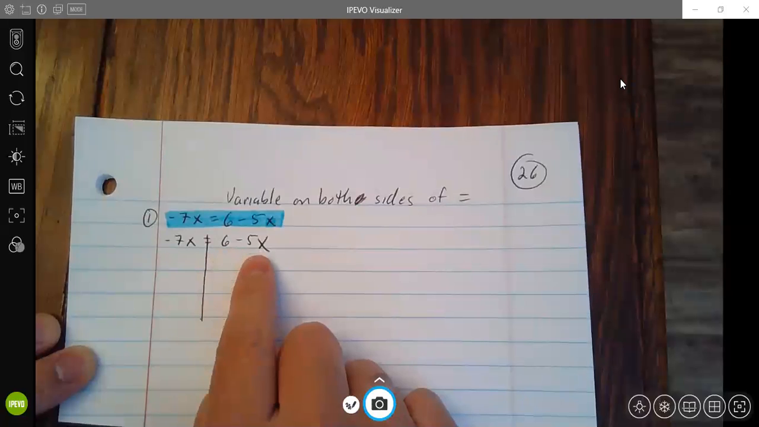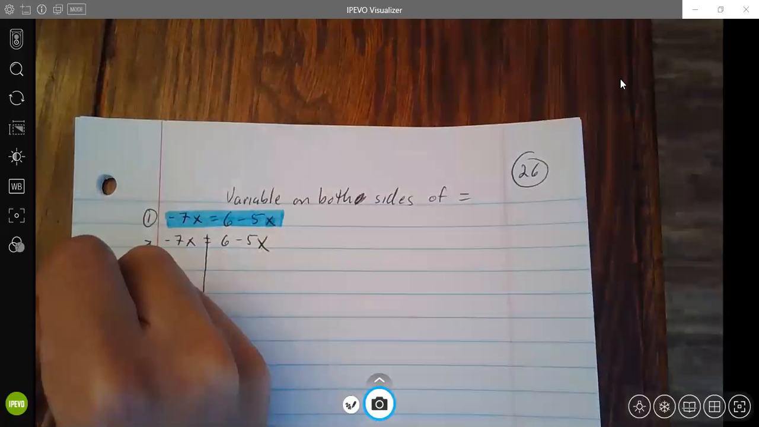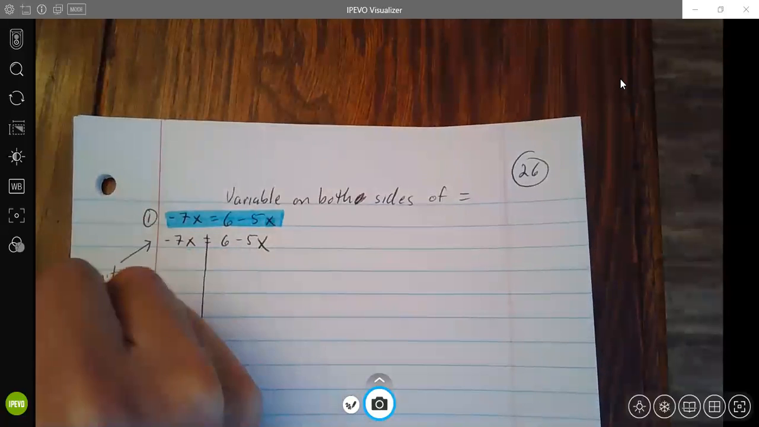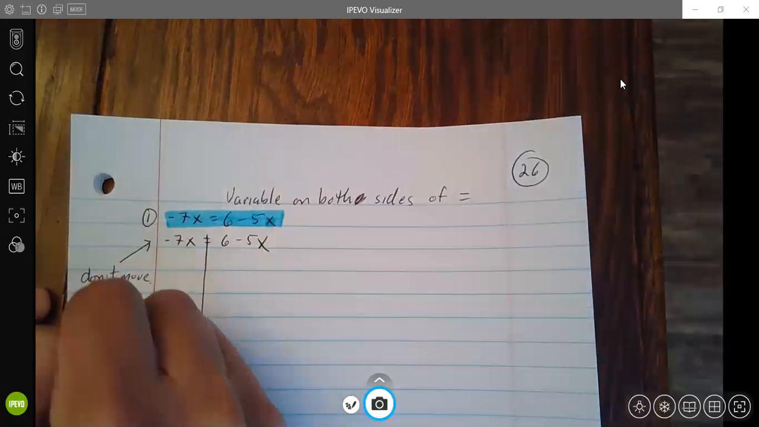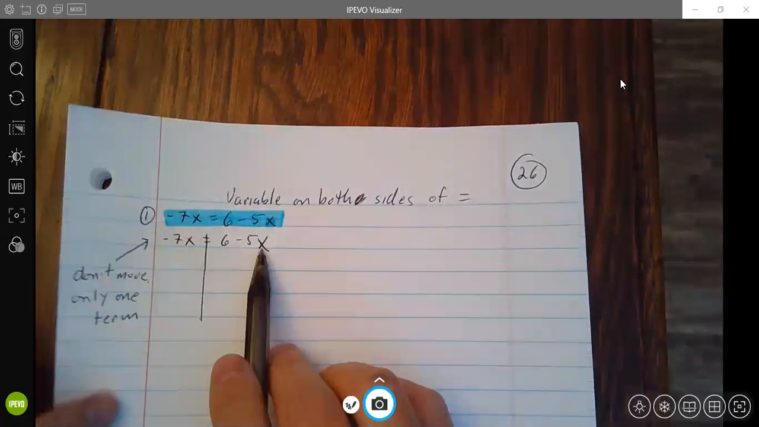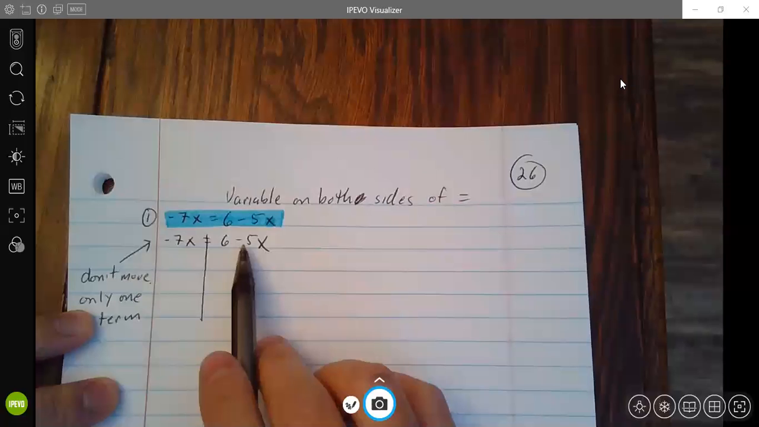Okay, so I'm going to write in your notes here. For this one, don't move. Okay, there's only one term. You don't want to move it because there's only one term there. You don't want to move that negative 7. Okay, so you want to move the negative 5. And we're going to do opposite sign in order to move it. So that 6 minus 5x, that minus, remember, means negative. So that's a negative 5x.